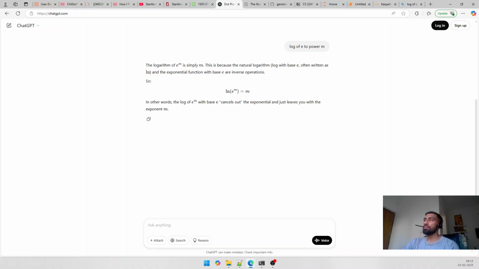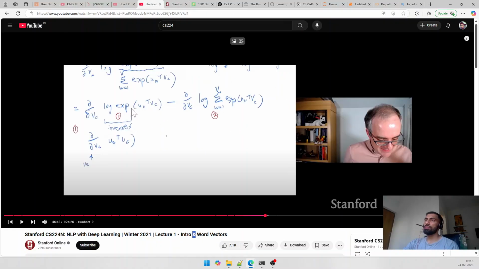So usually ln is log base e. If e is the base here, and e to the power m we are doing, then m comes out and the log becomes 1. Whatever is the power comes out. That's what he has done. It is exponential, e to the power of this value, so it just came out. That's why this is just this.